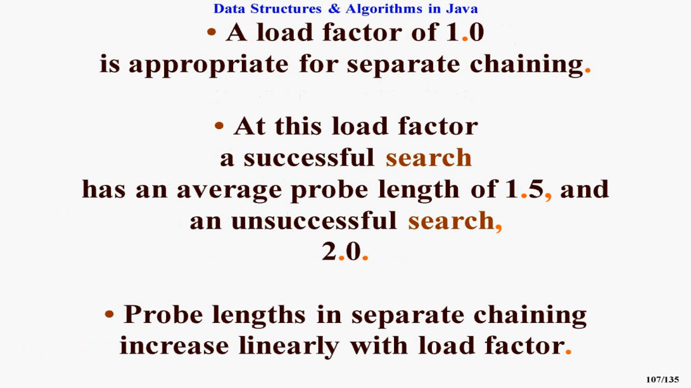A load factor of 1.0 is appropriate for separate chaining. At this load factor, a successful search has an average probe length of 1.5, and an unsuccessful search, 2.0. Probe lengths in separate chaining increase linearly with load factor.